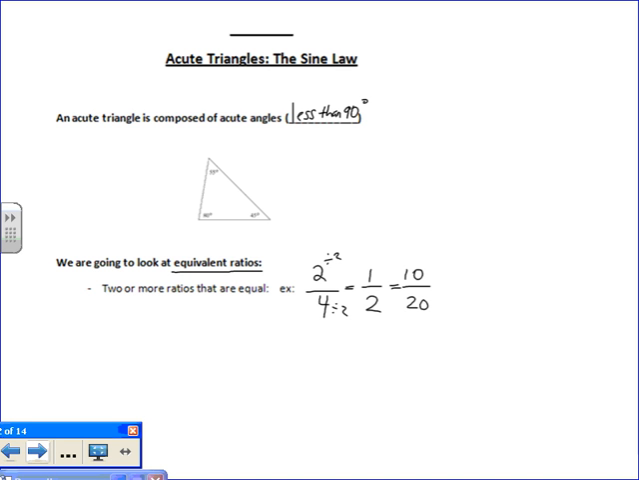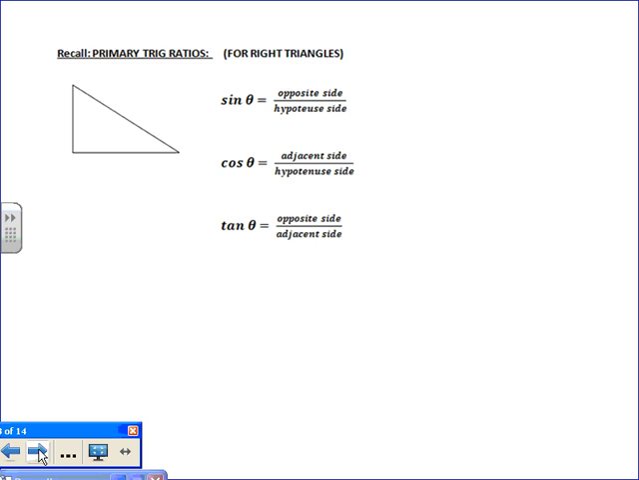The last thing that we need to look at before we go ahead and talk about sine law is the primary trig ratio, the sine ratio of an angle in a right triangle. So in your notes here we have: recall the primary trig ratios. Hopefully you've seen these before. If not, that's okay. You are given these ratios in Math 11.